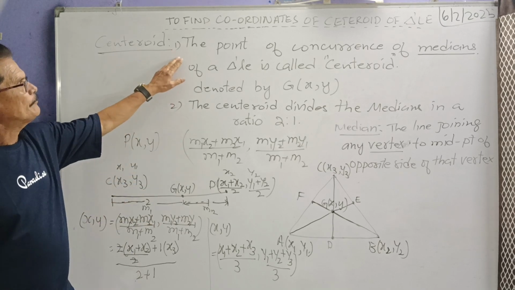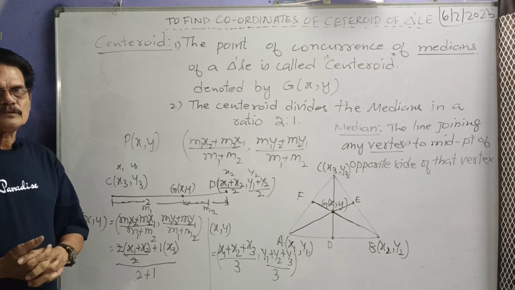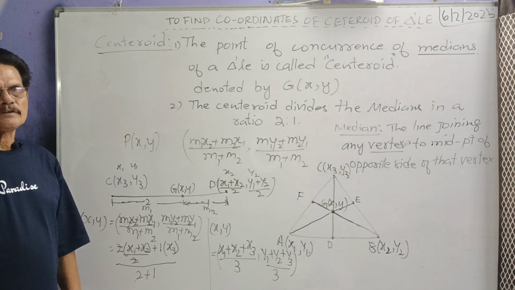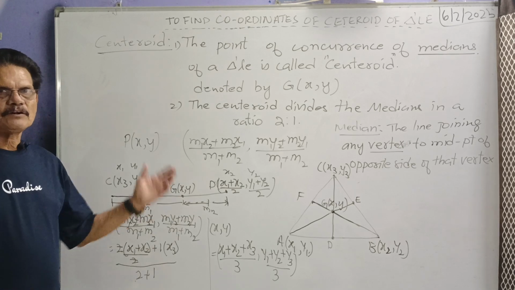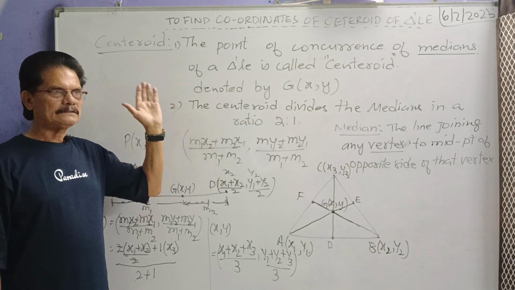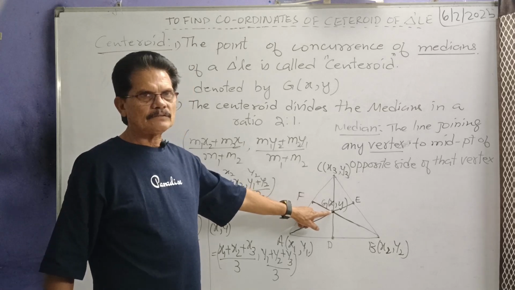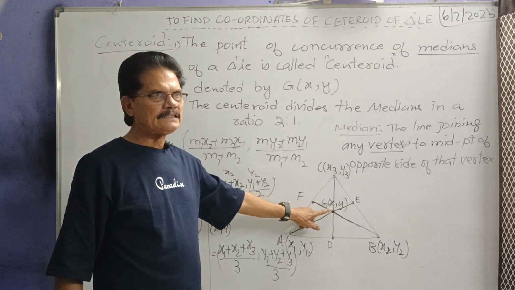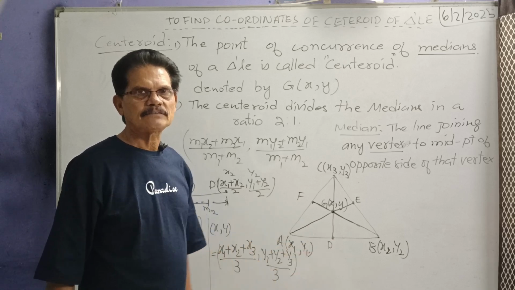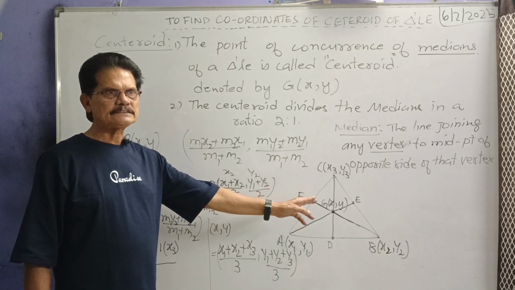The point of concurrence of medians of a triangle is called the centroid. It means the three medians of a triangle will concur at a particular point. G is (X, Y), and we have to find what is X and what is Y.